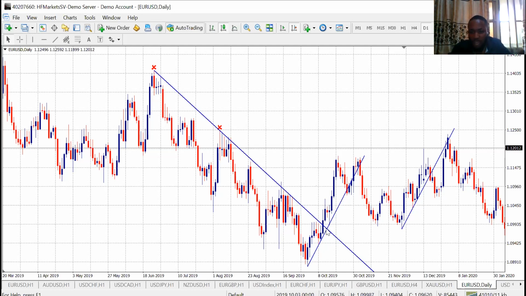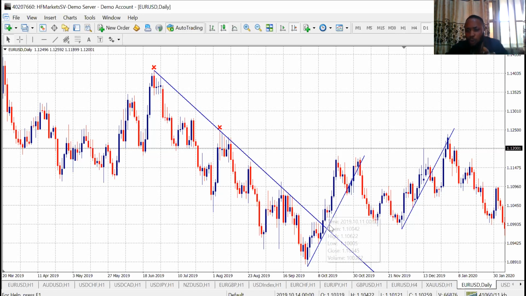But you can see what happened here. The market got here, rejected, got here, rejected, got here, rejected. But you can see this candle. This bullish candle pushed and closed above this trend line. But there was a retracement. The buyer said, no, I'm not yet tired.